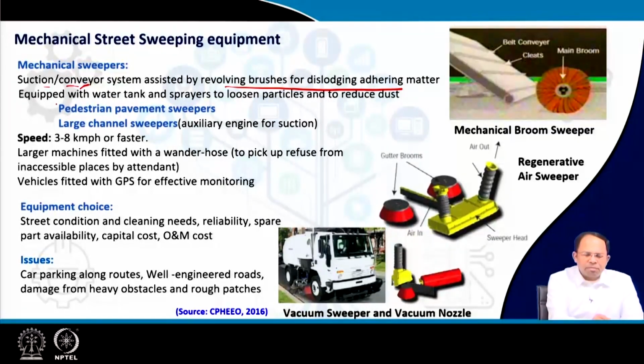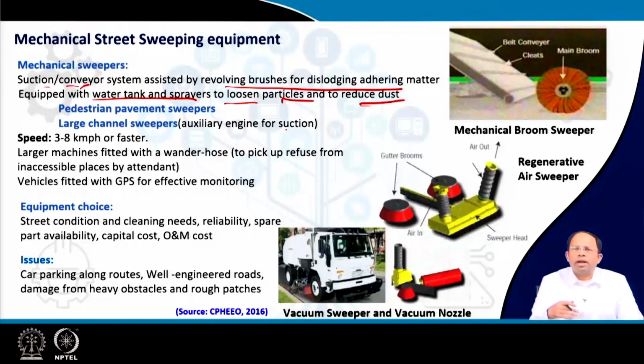Vehicles are sometimes equipped with a water tank and sprayers. When you spray water on the loose particles, the dust would be reduced. The other purpose is to loosen up the particles so that when the broom goes around over it, it will be able to break it up, and then you can push it up.